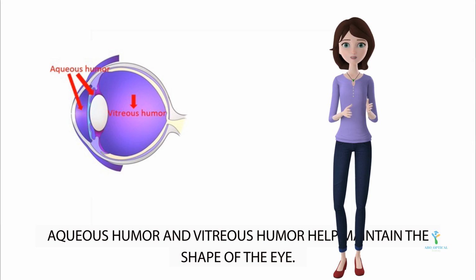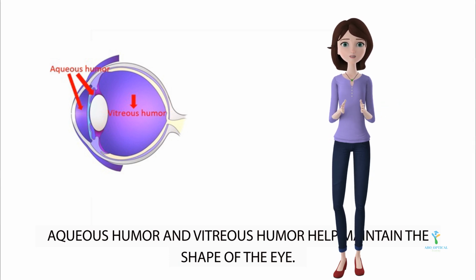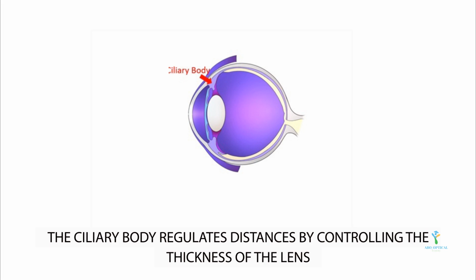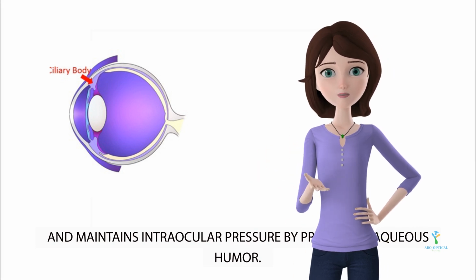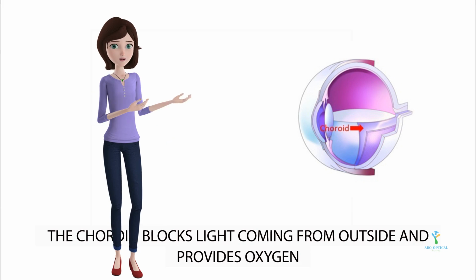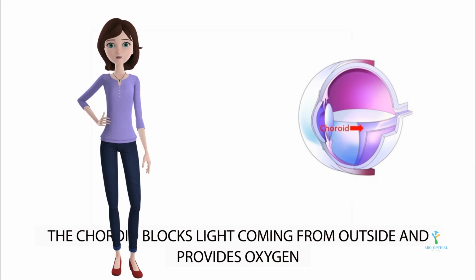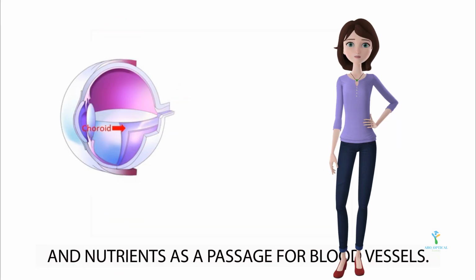Aqueous humor and vitreous humor help maintain the shape of the eye. The ciliary body regulates focusing distance by controlling the thickness of the lens and maintains intraocular pressure by producing aqueous humor. The choroid blocks light coming from outside and provides oxygen and nutrients as a passage for blood vessels.